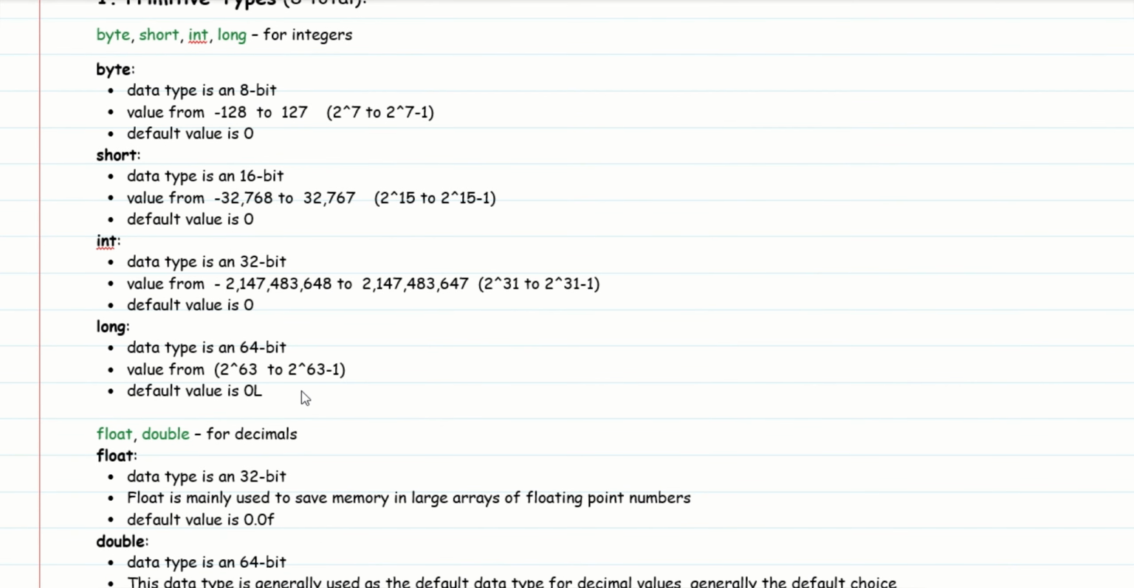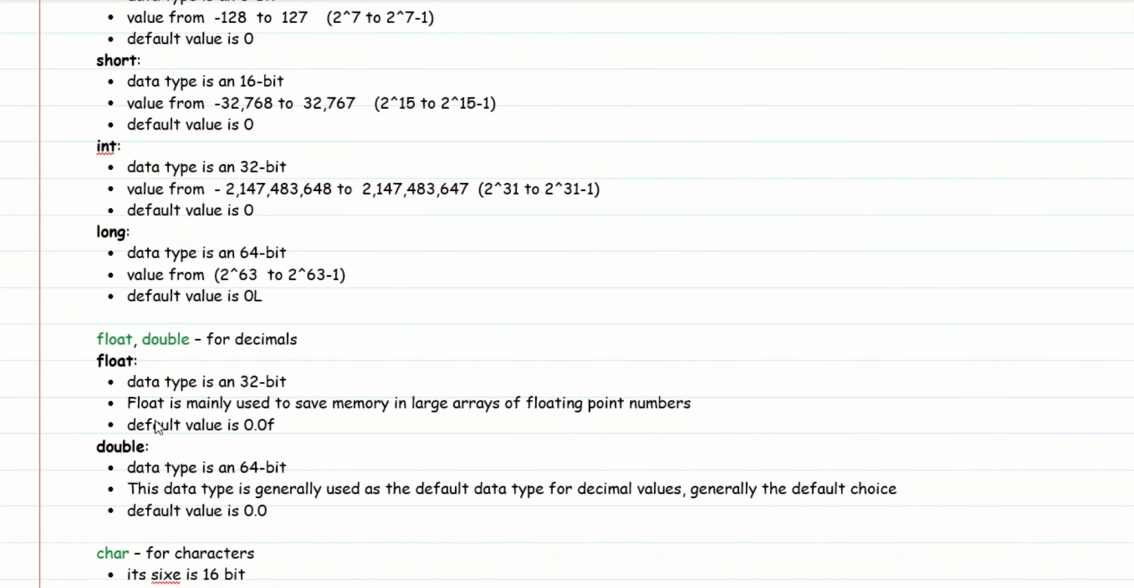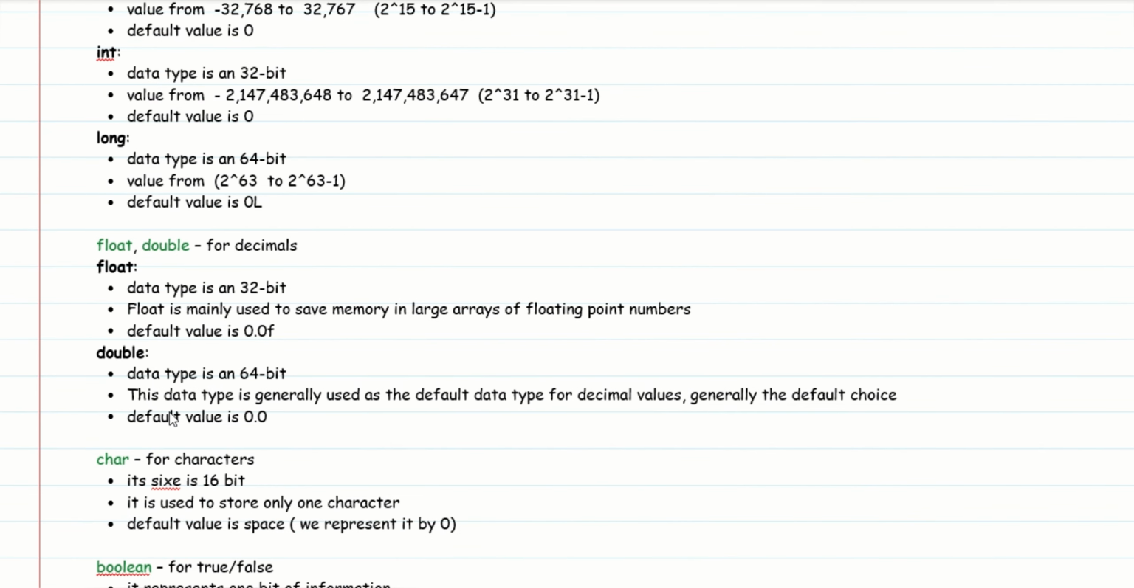Then we have the long data type, which is 64-bit, and the default value is 0L. For float, it is 0.0f, and for double 0.0d. Float and int are 32-bit, long and double are 64-bit. Float is mainly used to save memory in large arrays of floating point numbers. And double is generally used as the default data type for decimal values, the default choice.